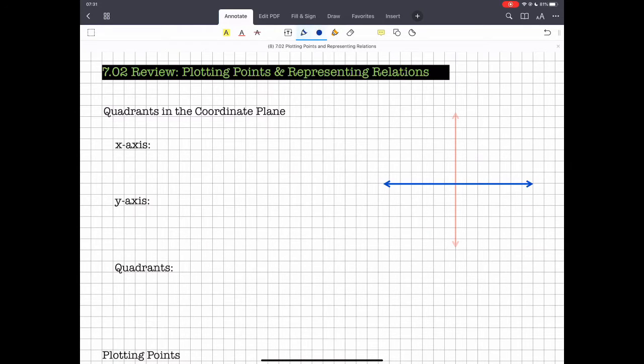So the x-axis runs left to right, and it's horizontal. So I've represented it here with the blue line. It's a horizontal line, runs left to right, and we always want to label it with an X.